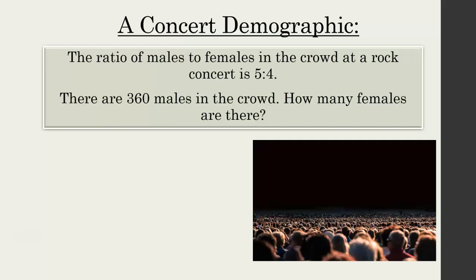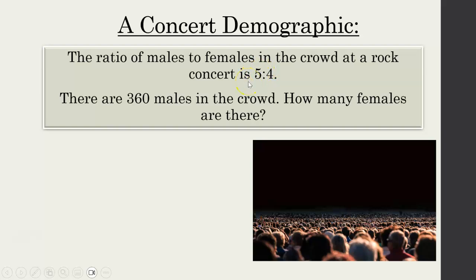So to demonstrate what I'll be talking about, here's an example. So we're looking at a music concert and the demographic of the music concert. So the ratio of males to females in the crowd at a rock concert is 5:4. Now remember, when we were talking about ratios before, we always start left to right. So in this case, 5:4. The 5 is talking about the males. The two dots, females, which is talking about the 4.